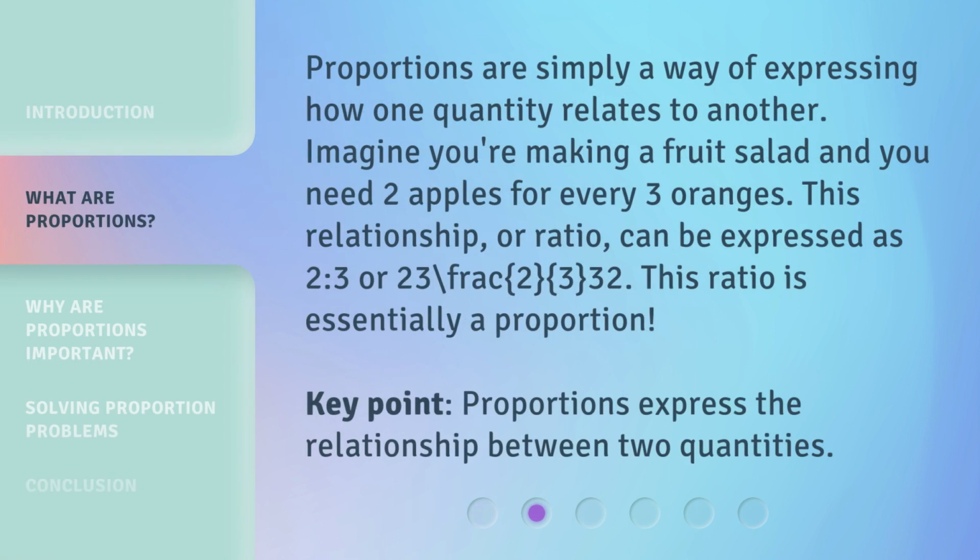Proportions are simply a way of expressing how one quantity relates to another. Imagine you're making a fruit salad and you need 2 apples for every 3 oranges. This relationship, or ratio, can be expressed as 2 to 3 or the fraction 2/3. This ratio is essentially a proportion. Key point: proportions express the relationship between 2 quantities.